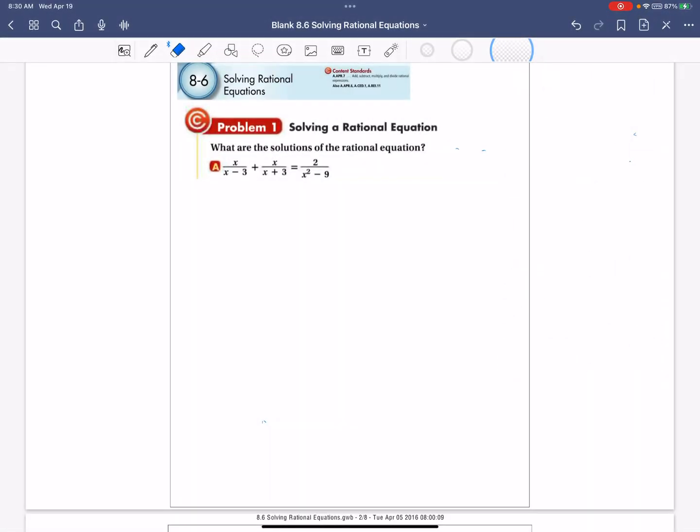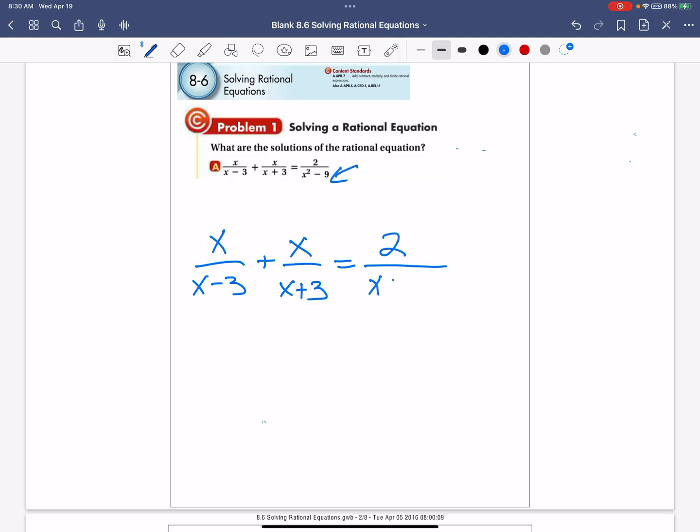Okay, today we're doing 8.6, solving rational equations. So in the end, we're solving for x here, okay? We start out with x over x minus 3 plus x over x plus 3 equals 2, and we'll go ahead and factor this denominator here into x plus 3 and x minus 3.